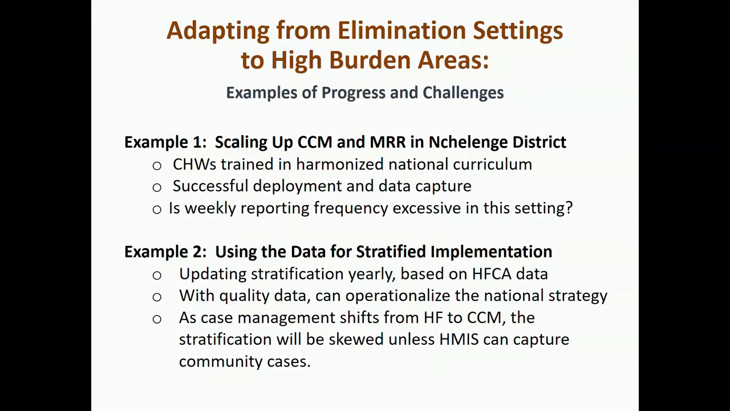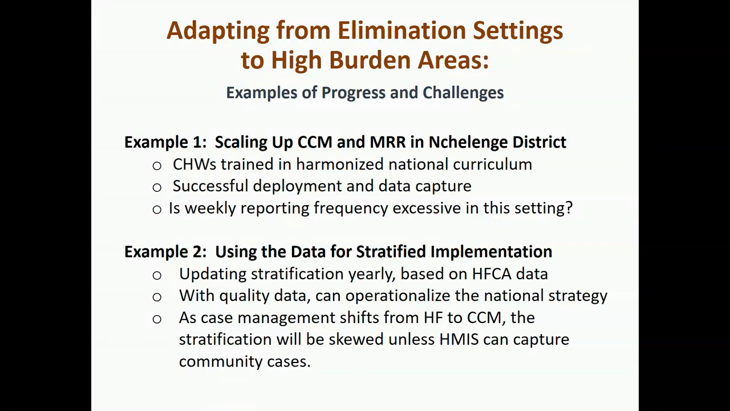So there has been some progress that has been made again. We have what we call a harmonized national curriculum, which is basically the treatment part plus the reporting part, that has been used to scale up and train community health workers in the rest of the country where we're expanding this intervention. We believe we've had some successful deployment, and we are now beginning to see the benefits of the additional data that is coming in. We do have discussions around whether in high transmission areas we should maintain the weekly reporting or maybe move it to monthly.